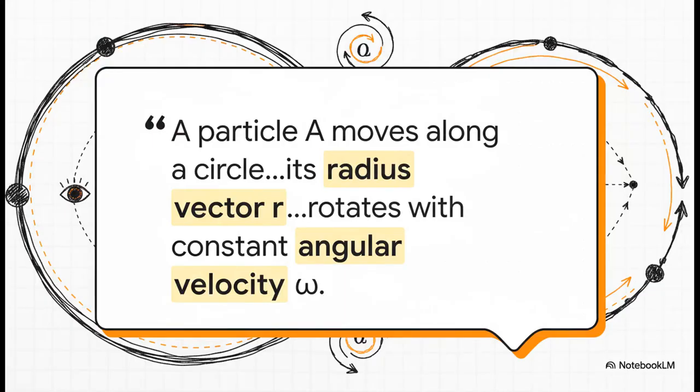So here's the deal. We've got a particle moving in a circle. Sounds simple enough, right? But here's the twist. We're not watching it from the center of the circle. Our viewpoint, our reference point, is a fixed spot on the edge of the circle. And from there, we have to figure out the particle's actual velocity and its total acceleration.